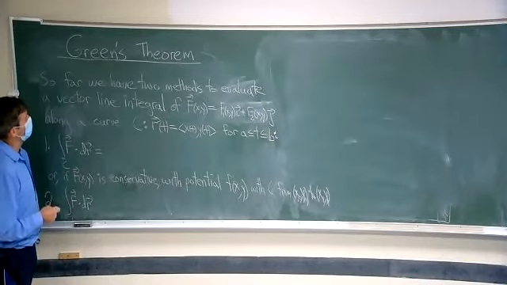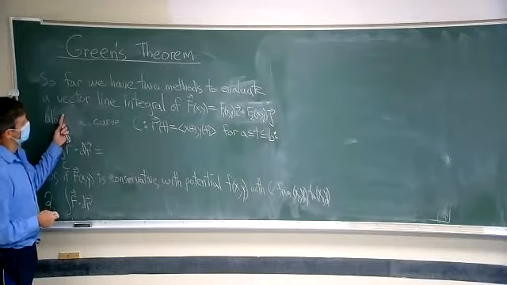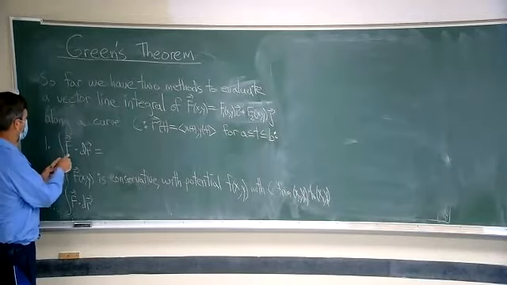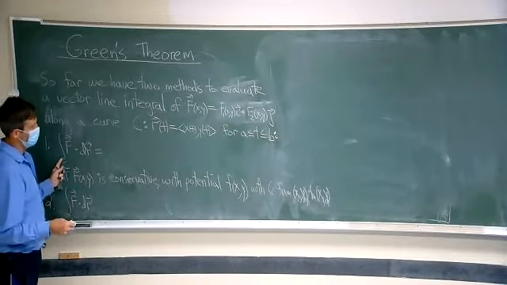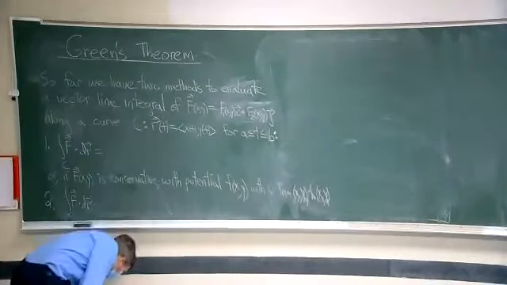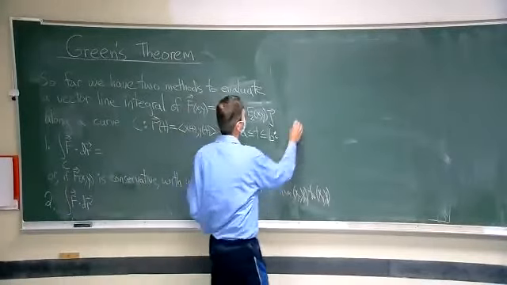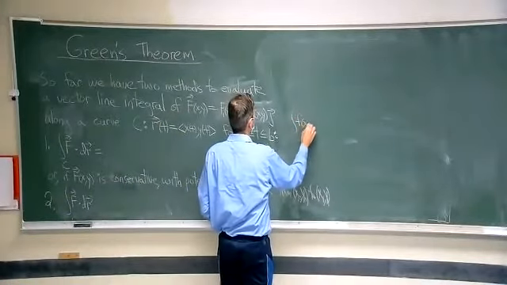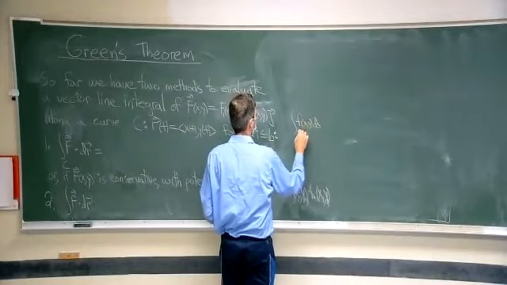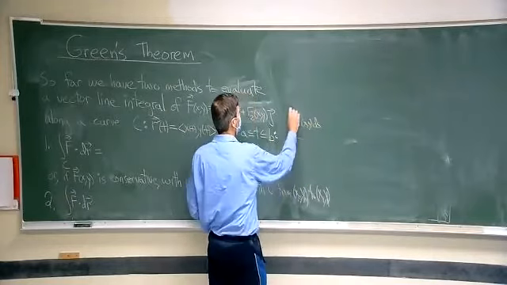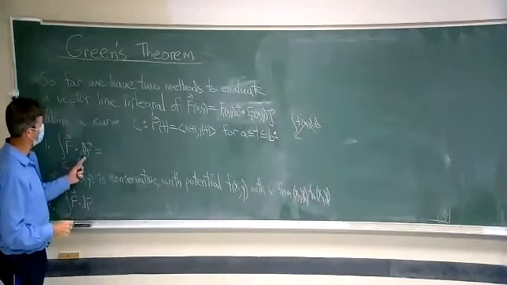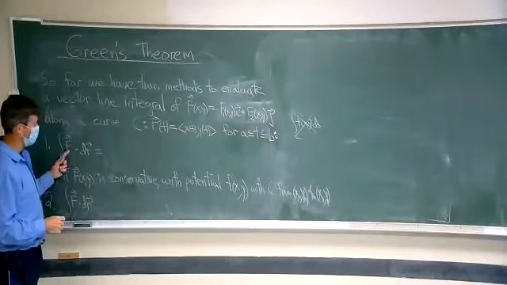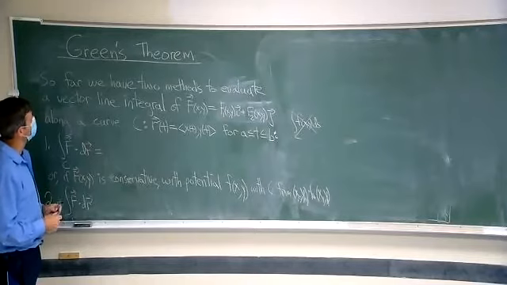So far, we have two methods to evaluate vector line integrals. These are the line integrals that look like integral F dot dr, as opposed to the integral of f of x, y ds that looks like this. So we have the scalar line integral along a curve. Then we use it to define the vector line integral, integral F dot dr. For this one, when F is a force, it calculates the work done along the path C.